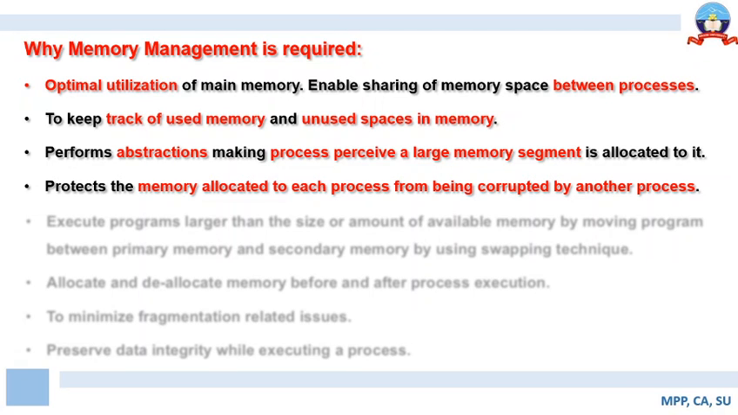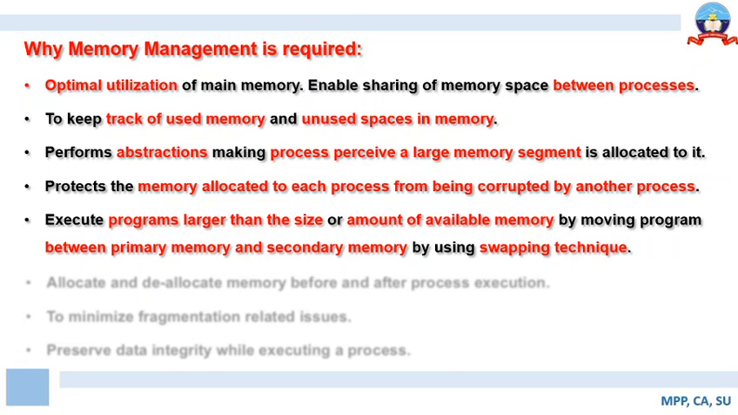Now the fourth reason why we need a memory management scheme is that it protects the memory allocation to each of the processes from being corrupted by another process. This is also a very important point to remember: a memory management scheme is capable of ensuring that no overlapping between processes happens in the context of memory allocation. No process is allowed to access the address space of some other process. This is a very important aspect that the memory management scheme looks upon. So it protects the memory allocation to each process from being corrupted by others.